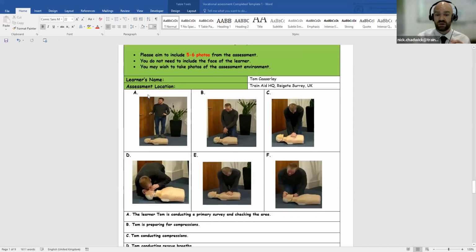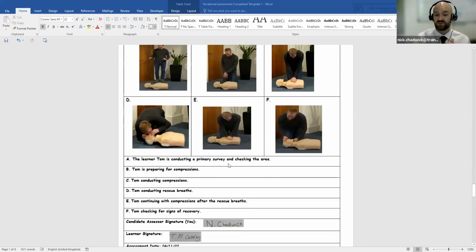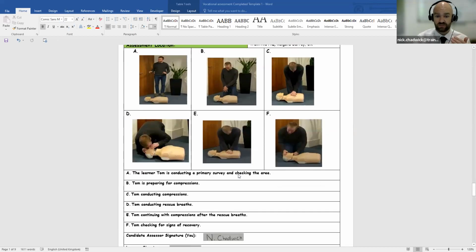As you can see, we have a range of photos from this assessment, which have been mapped A to F. And we've provided a description of each of the photos as well, from the very start of the primary survey, to commencing CPR, all the way to photo F, which is checking for signs of recovery there. You might obviously need to take photos on your phone, copy and paste onto this form as well.